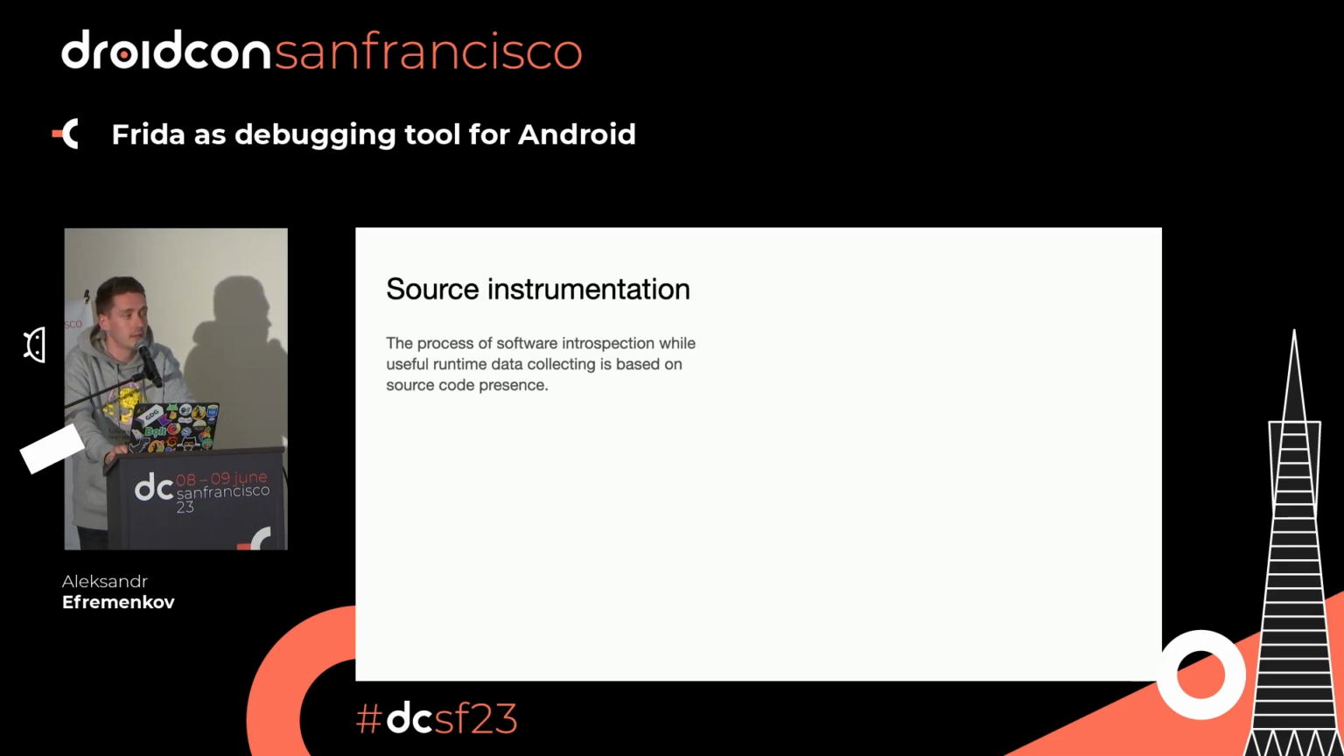So what is source instrumentation? It's a kind of process of software introspection, based on the source code, collecting information based on the presence of the source code.